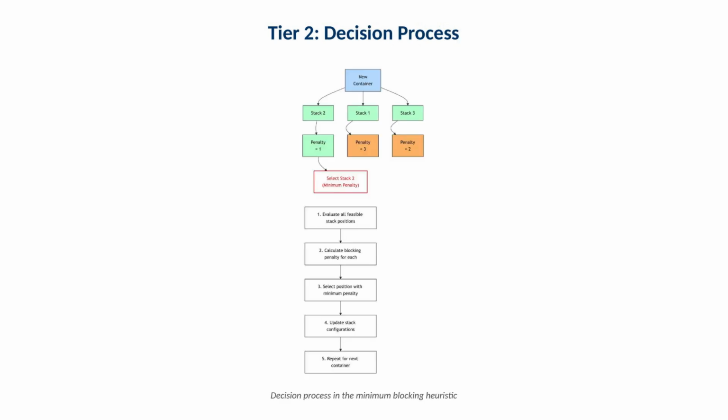This slide shows the decision process in the minimum blocking heuristic. The operational flow is: observe the current yard state, evaluate candidate stacks, compute the blocking penalty for each option, choose the best placement, and update the yard configuration.